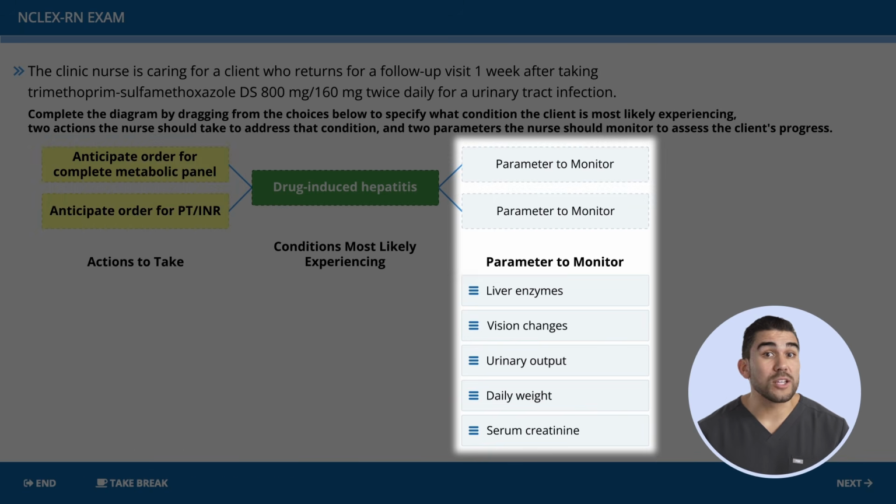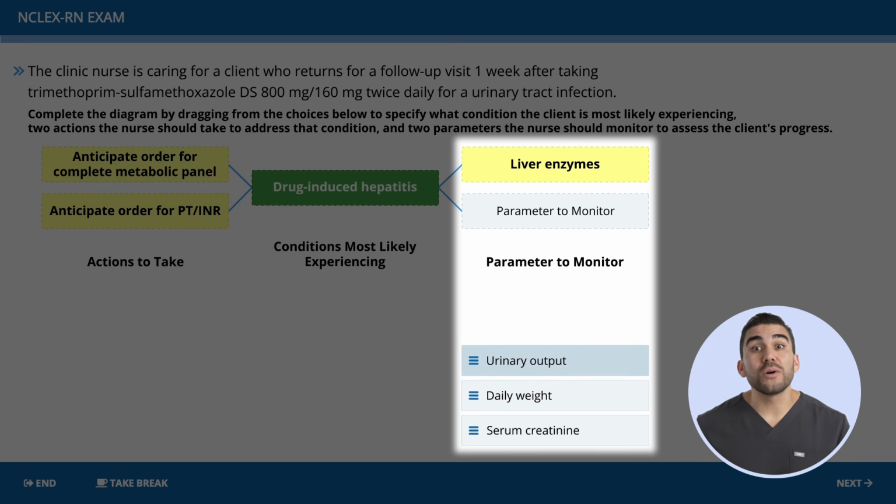Okay, now let's move on to the parameters to monitor. So before looking at the options, think about the data in the case study. What do we want to monitor to keep the client safe? So now let's look at the options. Option 1 is correct. Since the liver is affected, we need to monitor the liver enzymes just to make sure it's not getting worse. Option 2 is incorrect. Now this one was a little bit close because of the yellowing of the eyes, but there's no indication that the client has vision problems, only yellowing of the eyes, which is simply a liver issue.